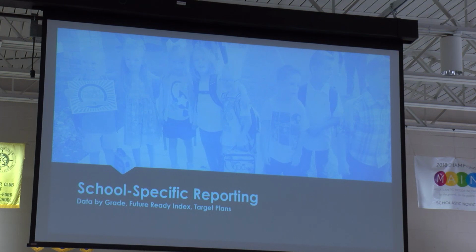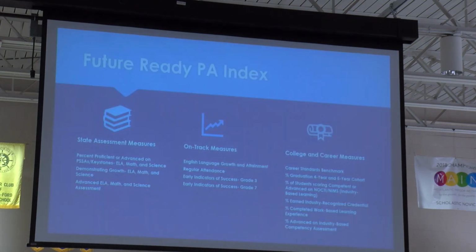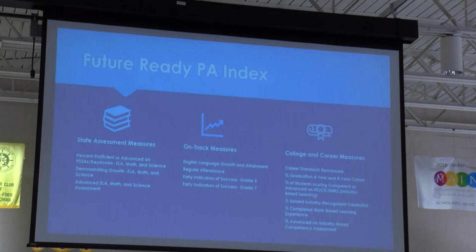At this time, I'm going to dive into each of the school-specific data. The Future Ready Index is the newest accountability measure for the Department of Education. There are multiple measures associated with the Future Ready Index, including state assessment measures, on-track measures, and college and career measures. Within these 3 categories are several data points.